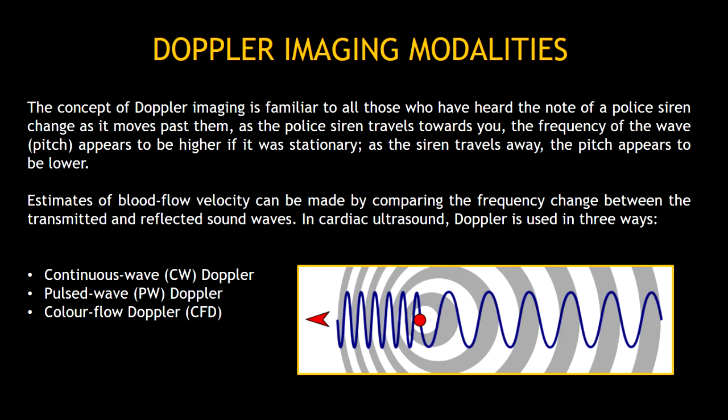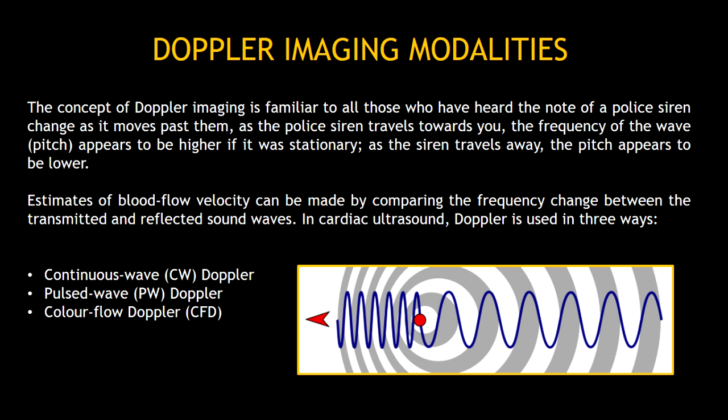The concept of Doppler imaging is familiar to all those who have heard a police siren. As the police siren travels towards you, the frequency of the wave appears to be higher. As the police siren travels away, the pitch appears to be lower. Estimates of blood flow velocity can be made by comparing the frequency change between the transmitted and reflected sound waves.